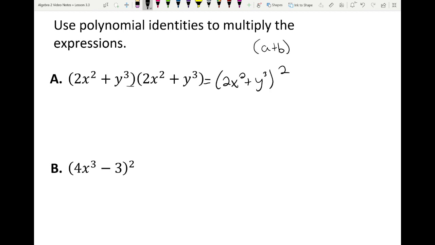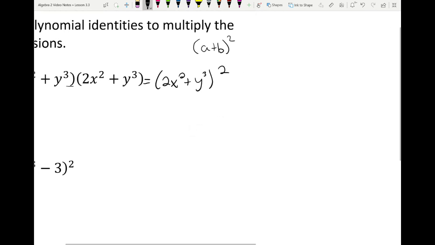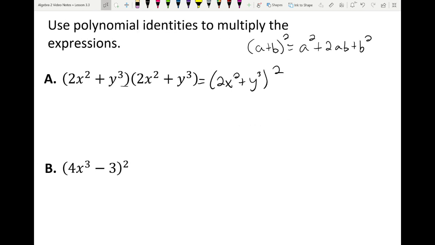So one of the identities was (a + b) squared equals a squared plus 2ab plus b squared. So let's go ahead and use that identity. It's not hard to actually use that identity. All you have to do is, well, what's a? Well, a is equal to 2x squared. We know that b is y cubed, right? So that's a, that's b. Then if we use the formula, we have a squared, so that means it's (2x squared) squared. That's the a part right there.